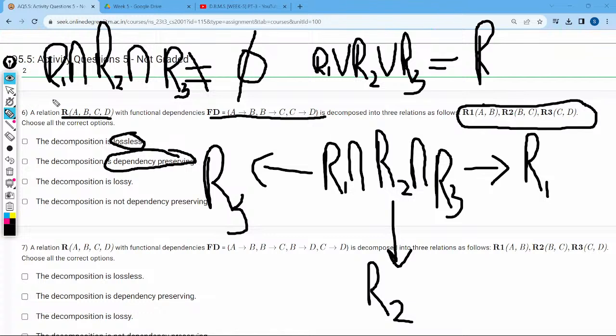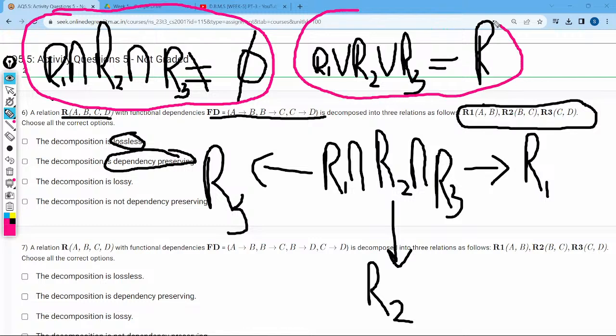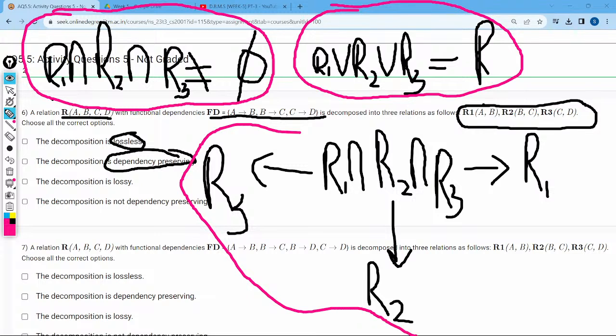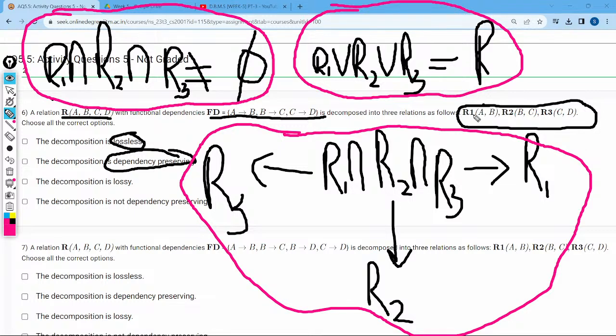These are the statements that we need to check. Let me put this in. Okay. And this one. So basically, first, does the union cover all the attributes? So R1 union R2 union R3 gives A, B, C, and D. Okay, this one is true.